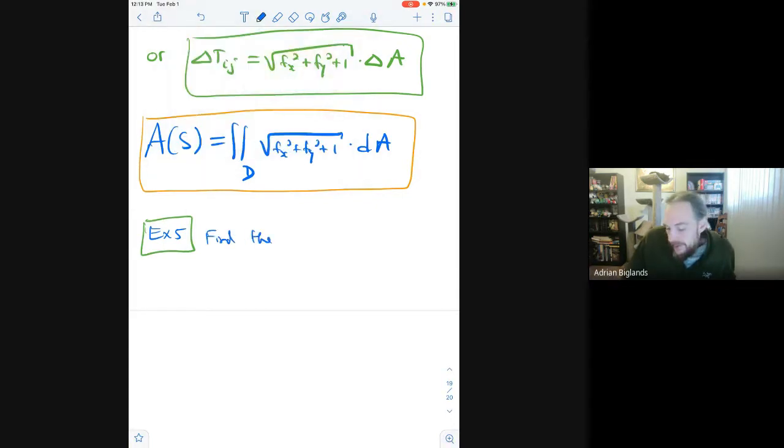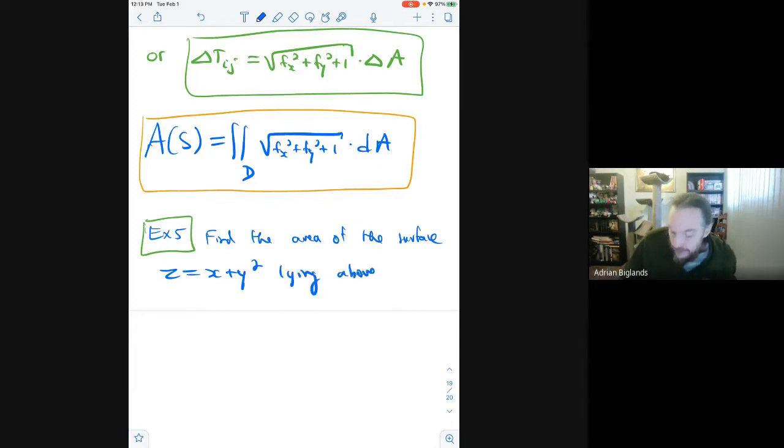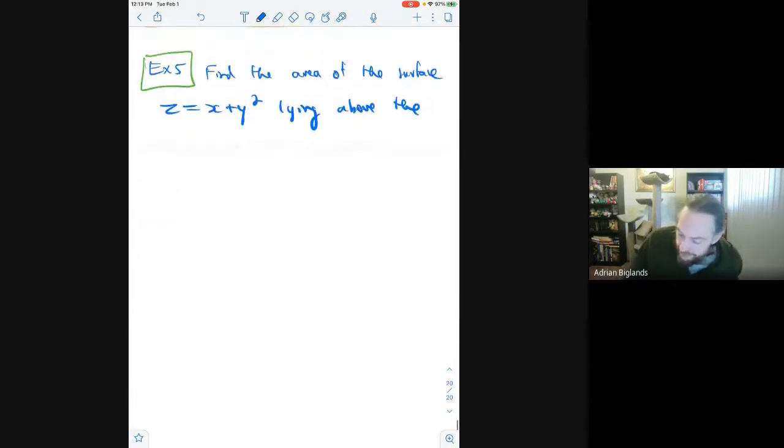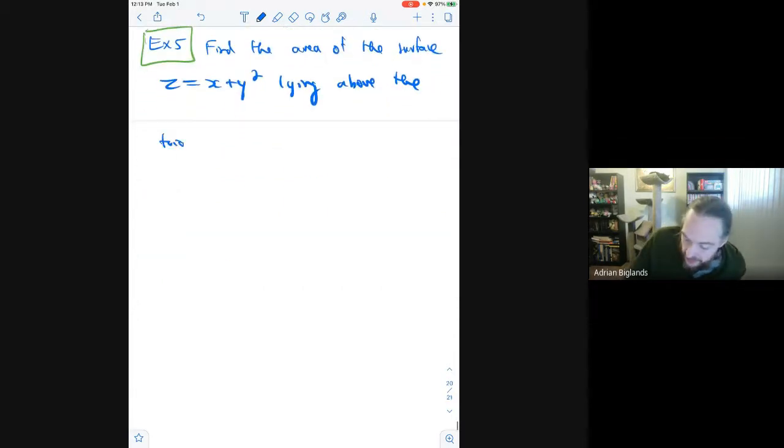Find the area of the surface z equals x plus y squared lying above the triangle with vertices, they give me (0, 0), (0, 1), and (1, 1).